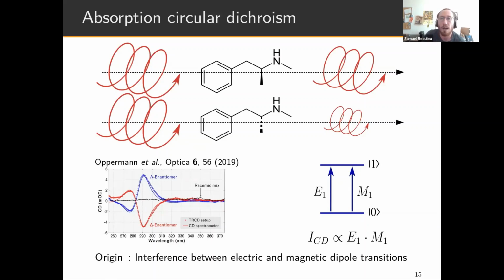The reason why this technique or this signal is so weak is because it finds its origin in the interference between electric and magnetic dipole transitions, the latter, the magnetic dipole transition, being extremely weak and rendering this interferometric contrast also very weak. And the fact that this observable is so weak renders such a measurement in a dilute gas-phase molecular sample extremely challenging.